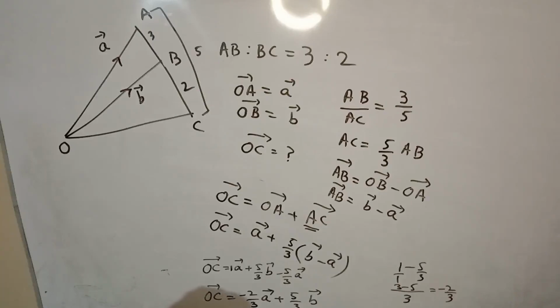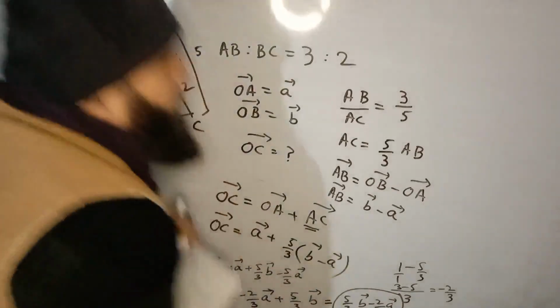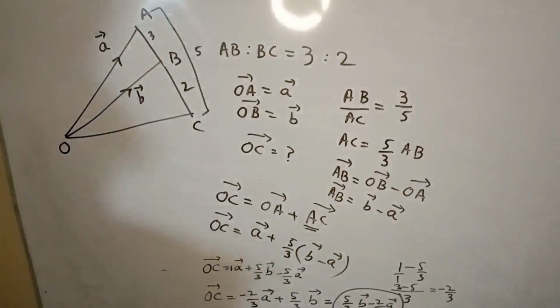Or we can take 1 over 3 common, or this can be written as 5 over 3B minus 2 over 3A. So this is the answer of OC, which is part A of this question. That's it.